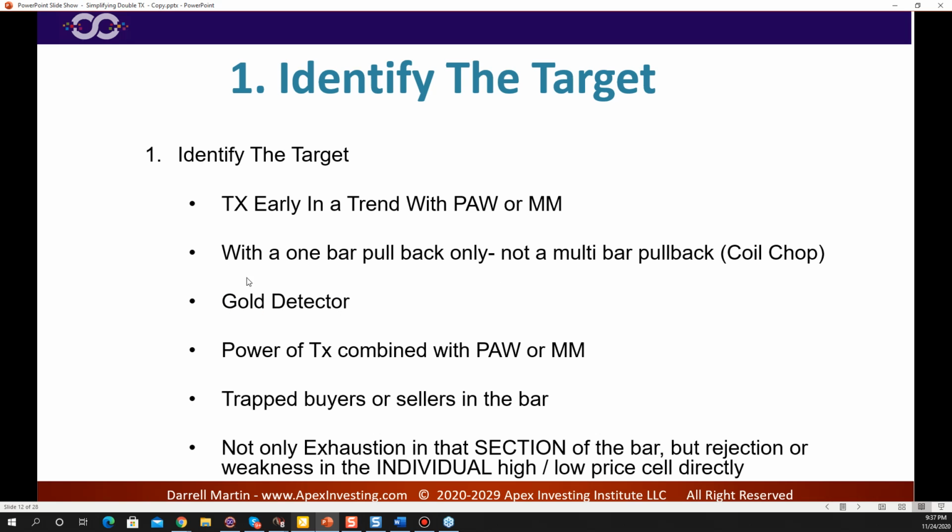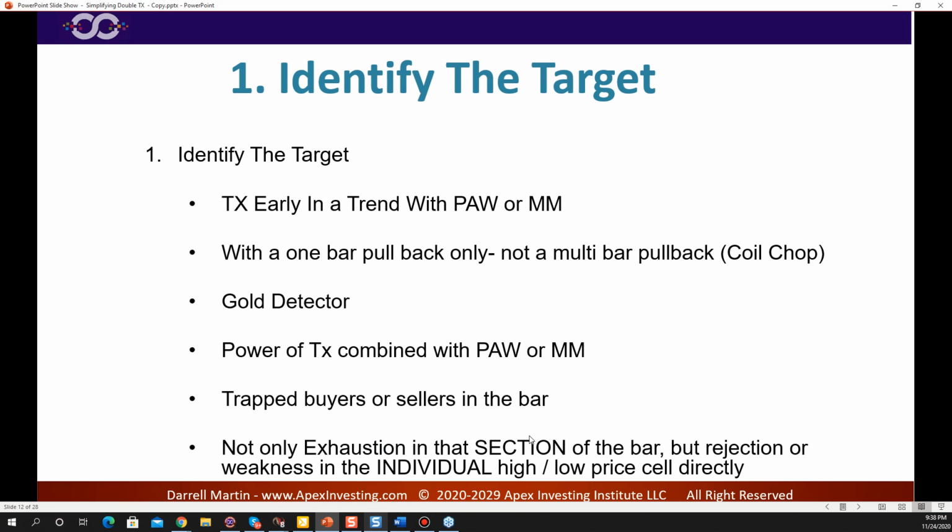The detector that shows you a potential one is the gold color detection. So what we're doing is taking the power of the TX trade, which we all understand. We understand why it's powerful: there are trapped orders going the opposite direction and we want to go the other way. We like to see exhaustion down there on that bar. Okay?